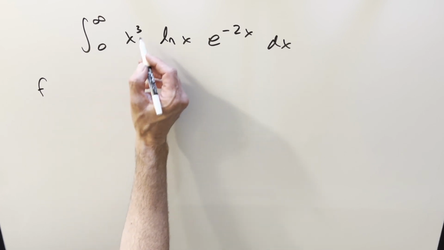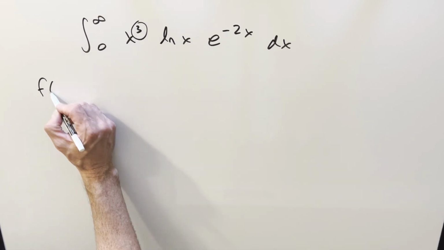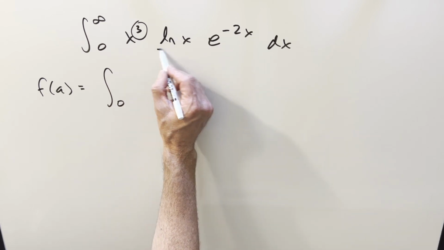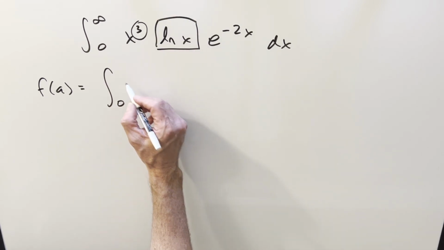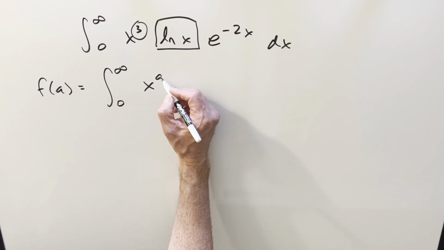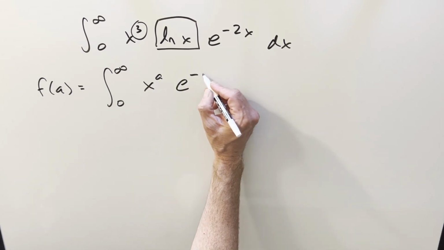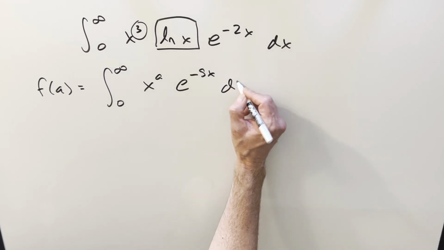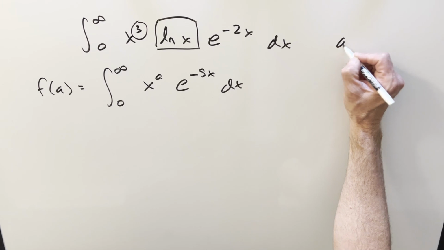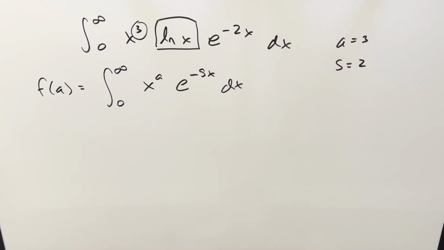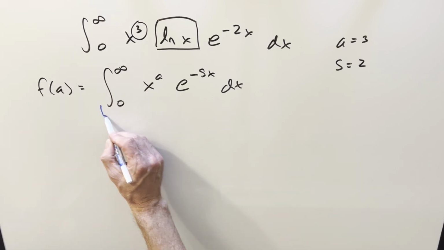We'll create a parameter. We'll set up a function f of a. And the way we'll do it, see the ln x is kind of complicated, so I'm going to start with something that doesn't have that. We can do something like x to the a e to the minus, and let's parameterize this as well. We'll make that into an s. So when we come back later on, we're going to have a equals 3, s equals 2, and we can just plug in.